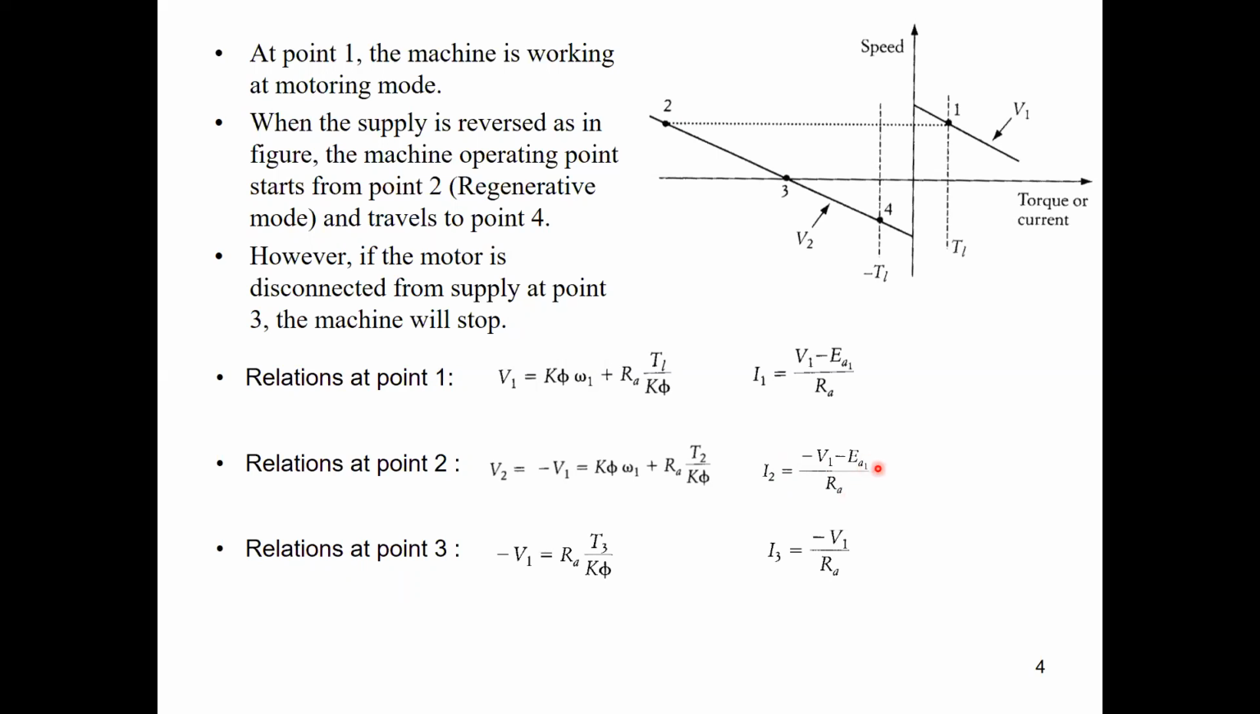Why still we use EA1? Because we're still working at the same speed. So these are the relations we can use at point number 2. For point number 3, which represents 0 speed, the EMF here will be 0. So at point 3, we can remove this part from the equation. So minus V1 equal to R multiplied by T3, which is the torque at that instant, divided by K phi. And the current can be calculated as minus V1 divided by RA. So these are the relations for point number 3. And point number 4 is the same relations as point number 1, but in reverse motoring.